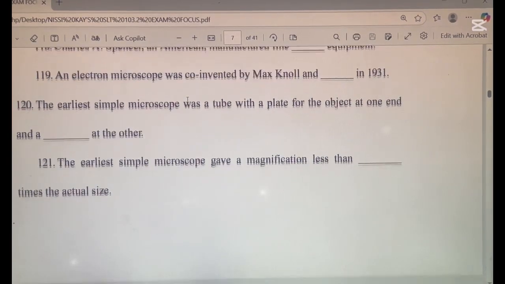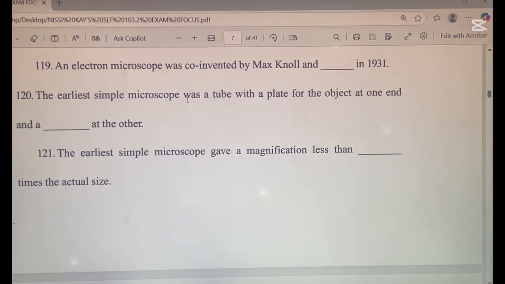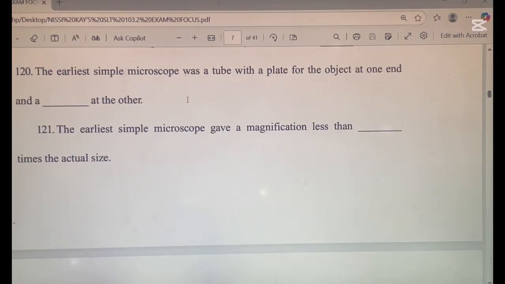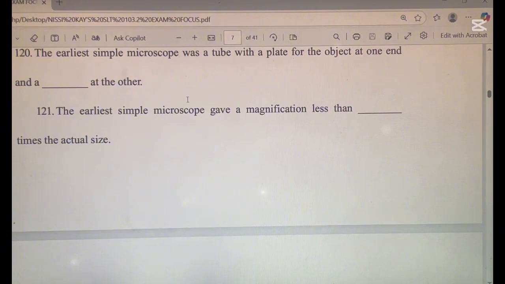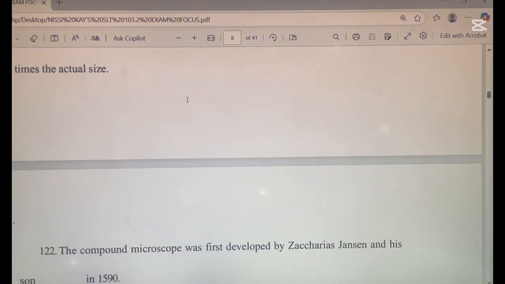Okay, the earliest simple microscope was a tube with a plate for the object at one end and a lens at the other. The earliest simple microscope gave a magnification less than 10 times the actual size.